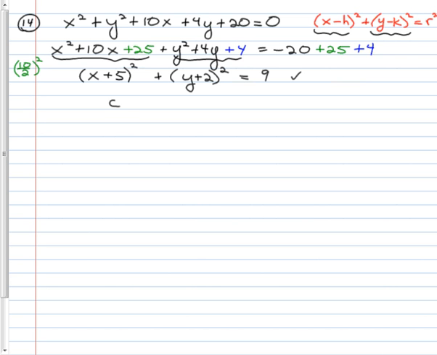Where is the center of the circle? Negative 5, negative 2, because it's always the opposite of that, because the formula is minus the h, minus the k. The radius is what? 3, because that 9 is the radius squared. So I just take the square root of that number, and the radius is 3.